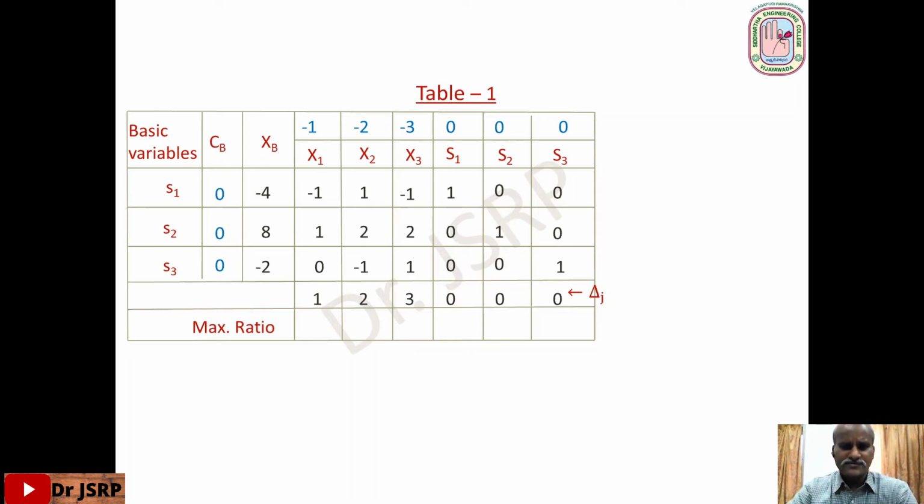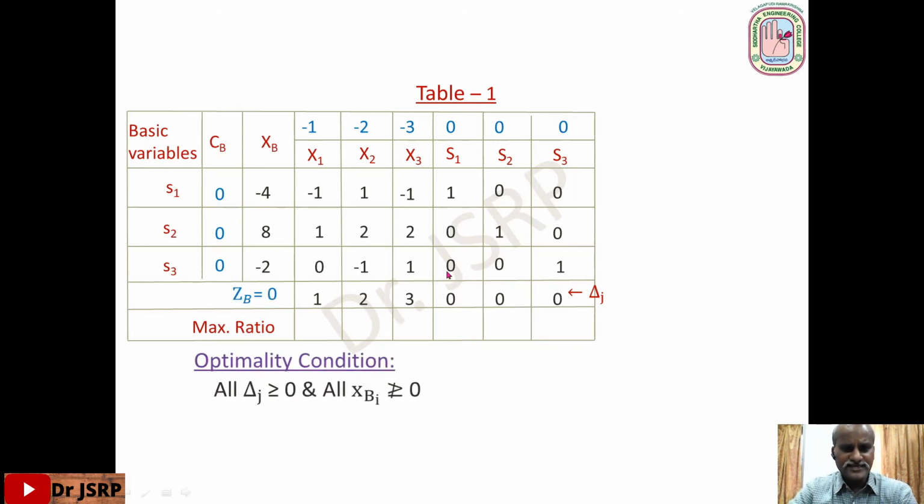Now verify the optimality condition. Before that, verify whether this method is applicable or not. Here observe all delta j values. All delta j are greater than or equal to 0. So this dual simplex method can be applied to this problem. Now this is the objective function value, z equals cB xB, which is 0. Next, the optimality condition: all delta j greater than or equal to 0, so this method can be applied.